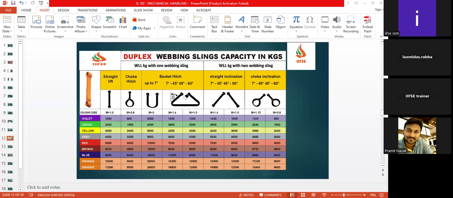Maybe these angles we can see if they are lifting any boxes. I mean, this U shape we mostly get if you're lifting any circular objects. So if you see the same 1 ton belt, if he is lifting with a 7 degree, it can lift 2000. It does not mean that we can lift up to 2 ton, but it has a capacity to lift 2000.